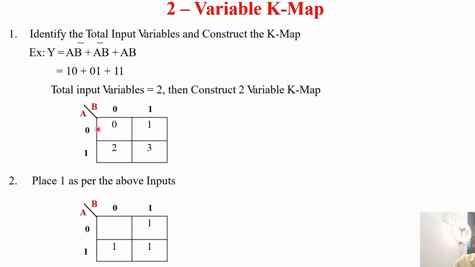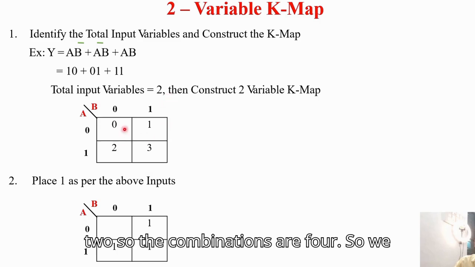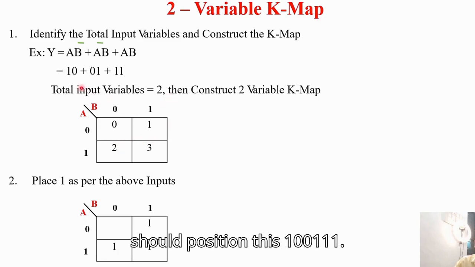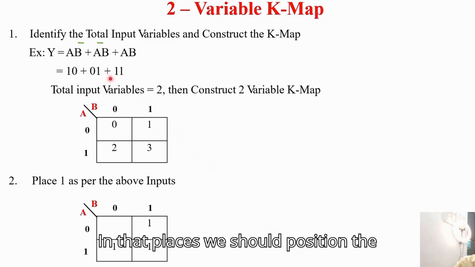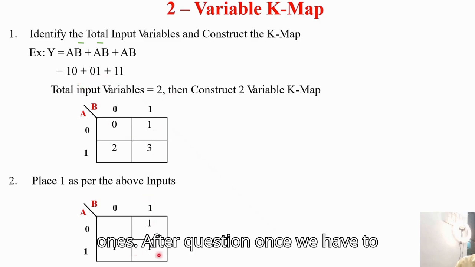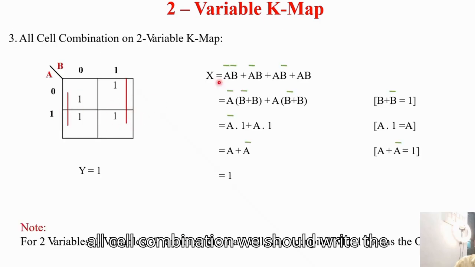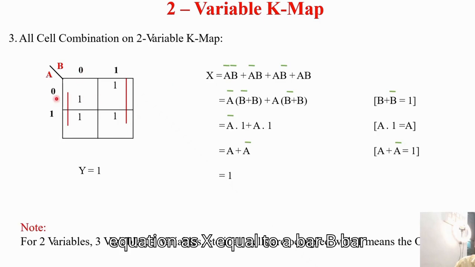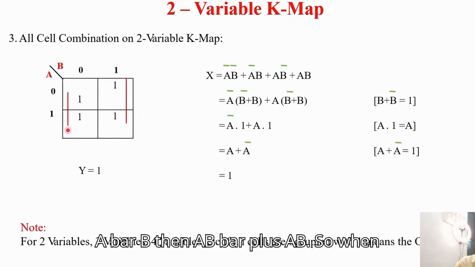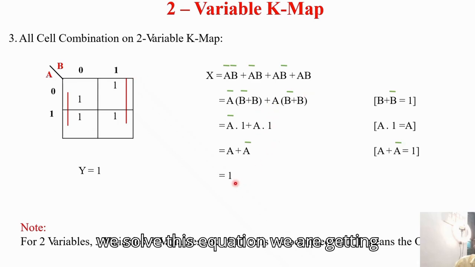The total number of input variables is 2, so the combinations are 4. We position the ones at 10, 01 and 11. After positioning the ones, we have to group them. For a 2-variable K-map with all cell combinations, we write the equation as x equal to A bar B plus A B bar plus AB. When we solve this equation, we get 1.